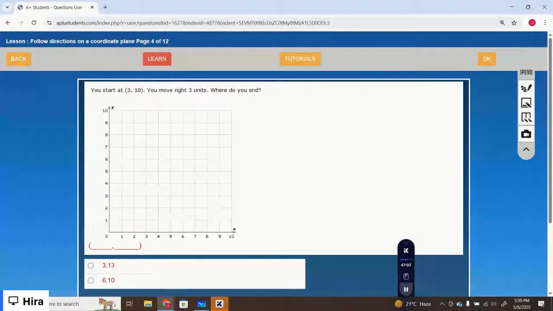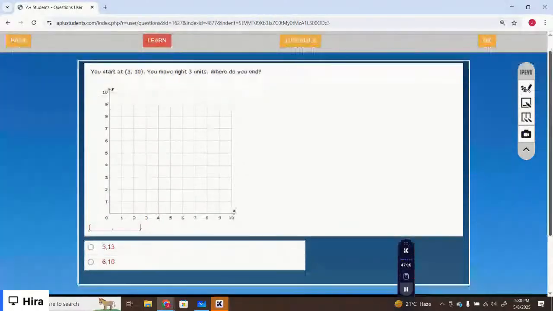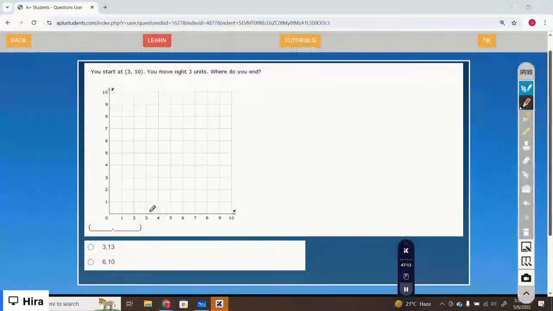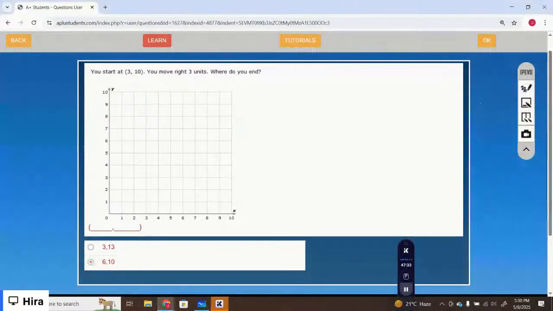You start at (3, 10). You move right 3 units. Where do you end? X is 3 and Y is 10. You move right 3 units. That is (6, 10). Option number 2 is the correct option.